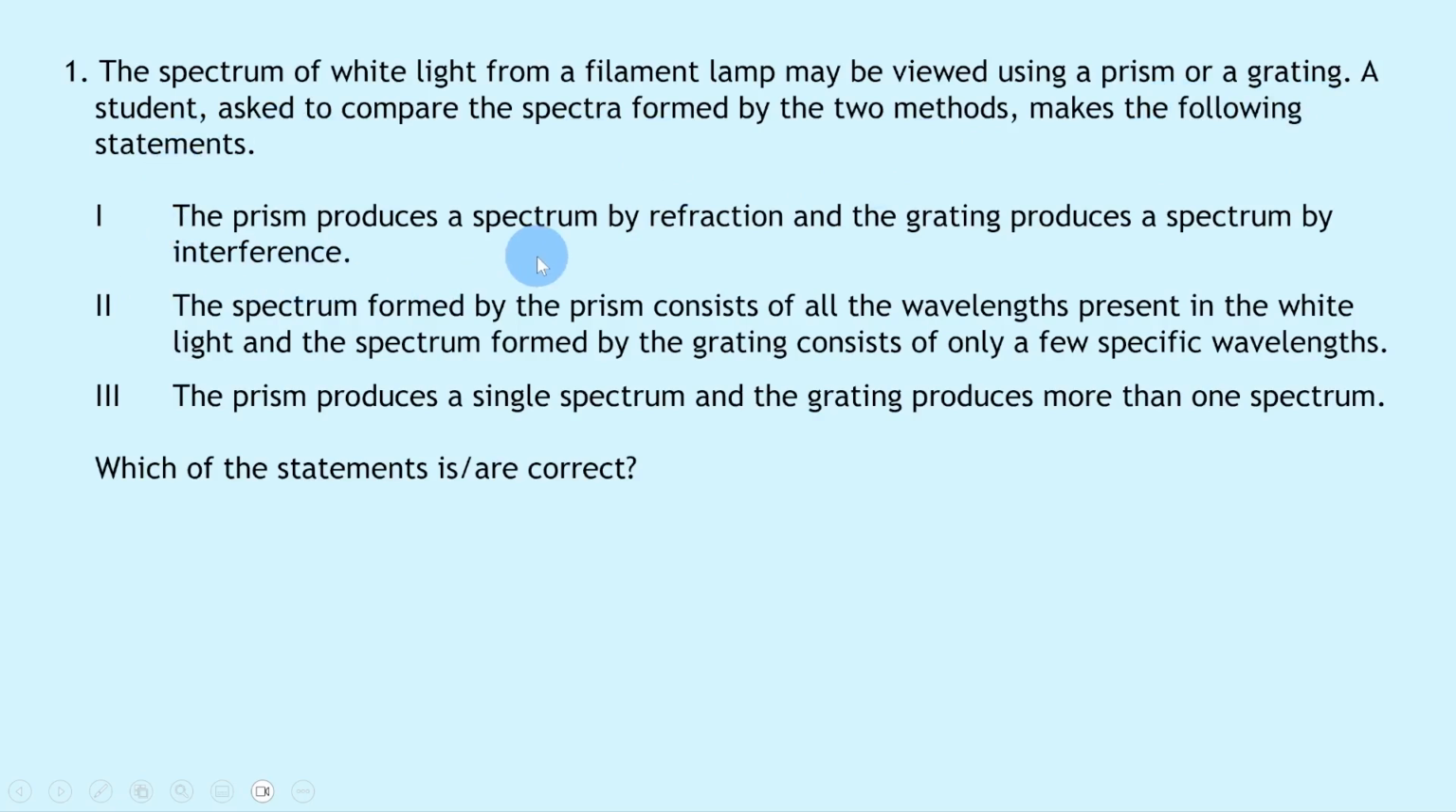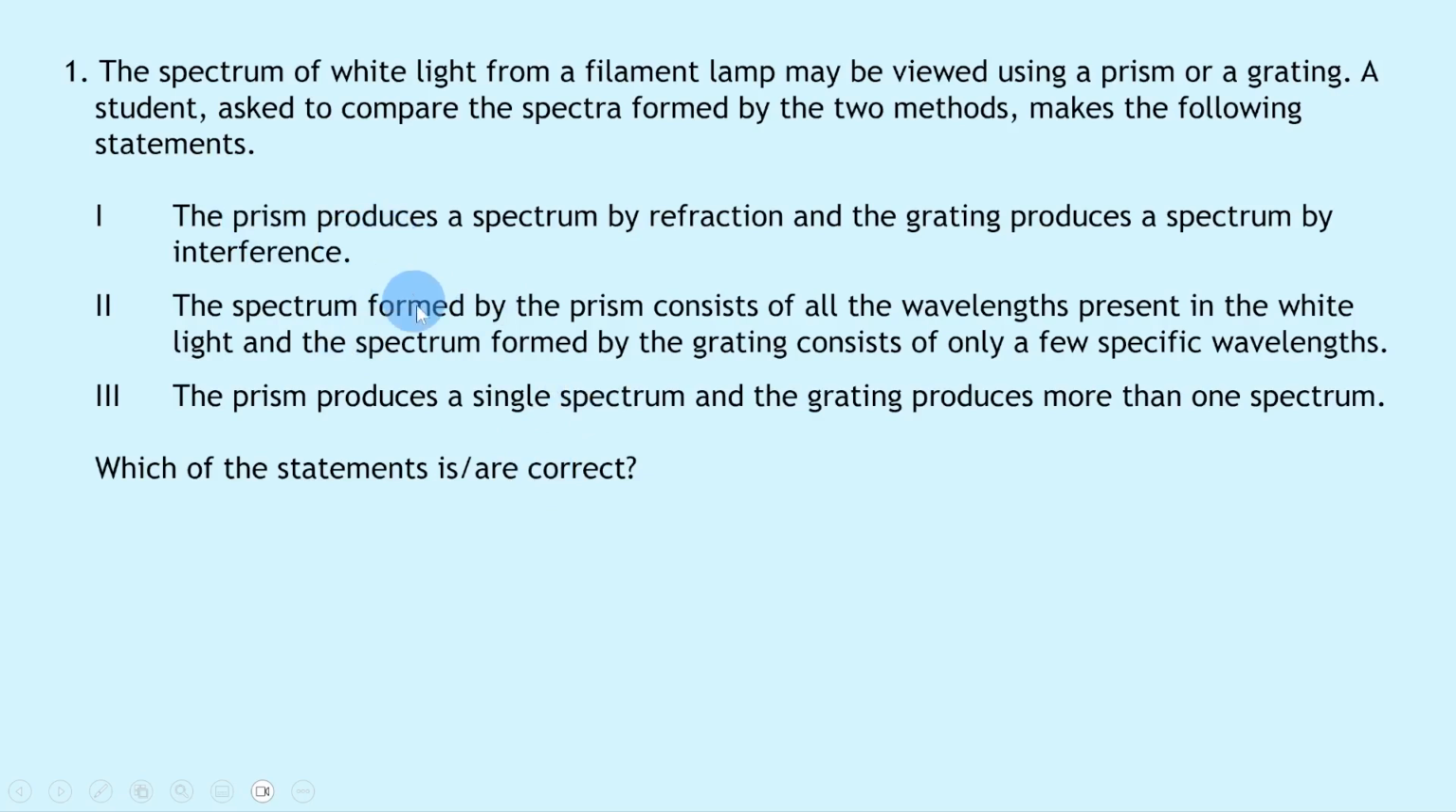Statement 1 says the prism produces a spectrum by refraction and the grating produces a spectrum by interference. Statement 2 says the spectrum formed by the prism consists of all the wavelengths present in the white light, and the spectrum formed by the grating consists of only a few specific wavelengths. And lastly, statement 3 says the prism produces a single spectrum and the grating produces more than one spectrum. Which of the statements is or are correct?